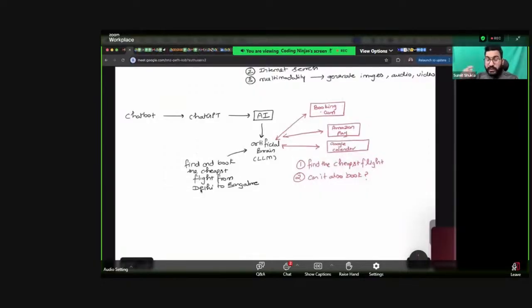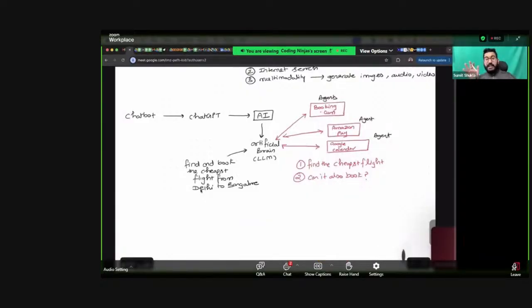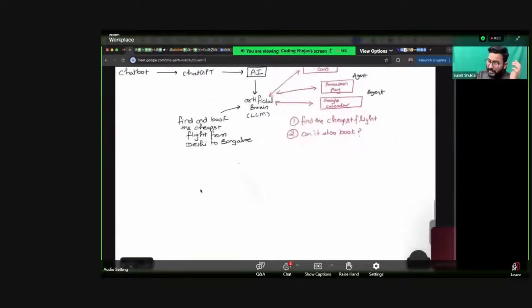So this is what an agent is. These are the agents. These are basically the tools which co-work with the artificial brain to execute an end-to-end task. So an agent is basically a brain which is also given access to some tools to co-work and execute your end-to-end task. And that is what is happening today. But what we use today is known as agentic AI.